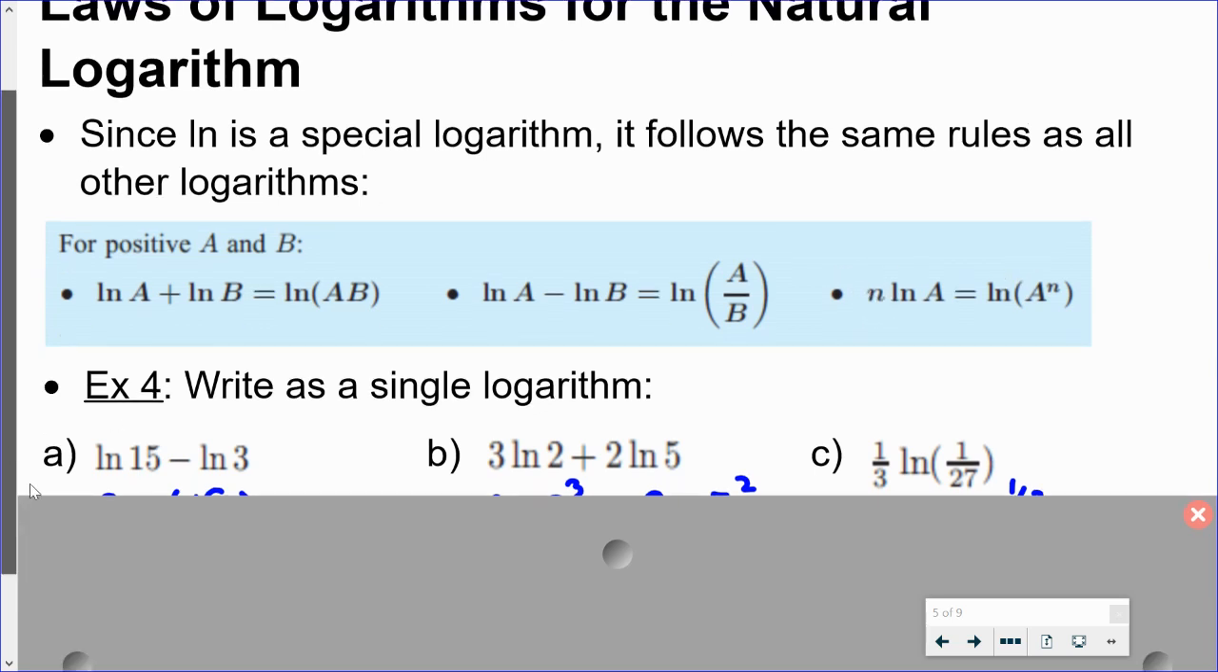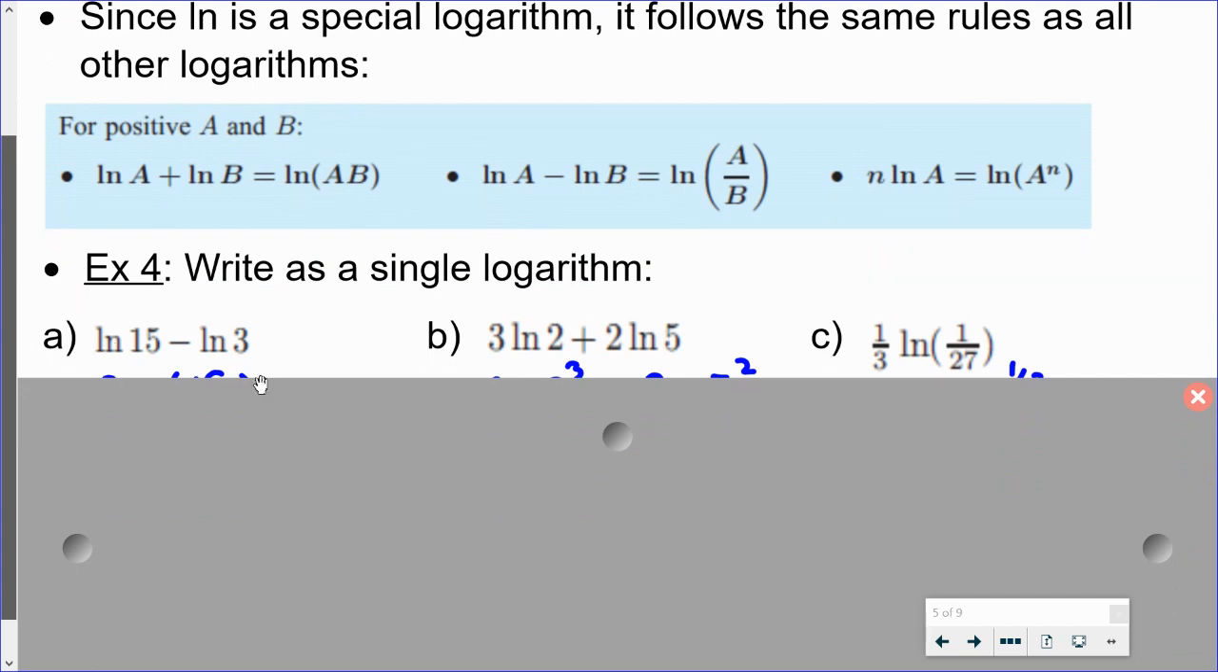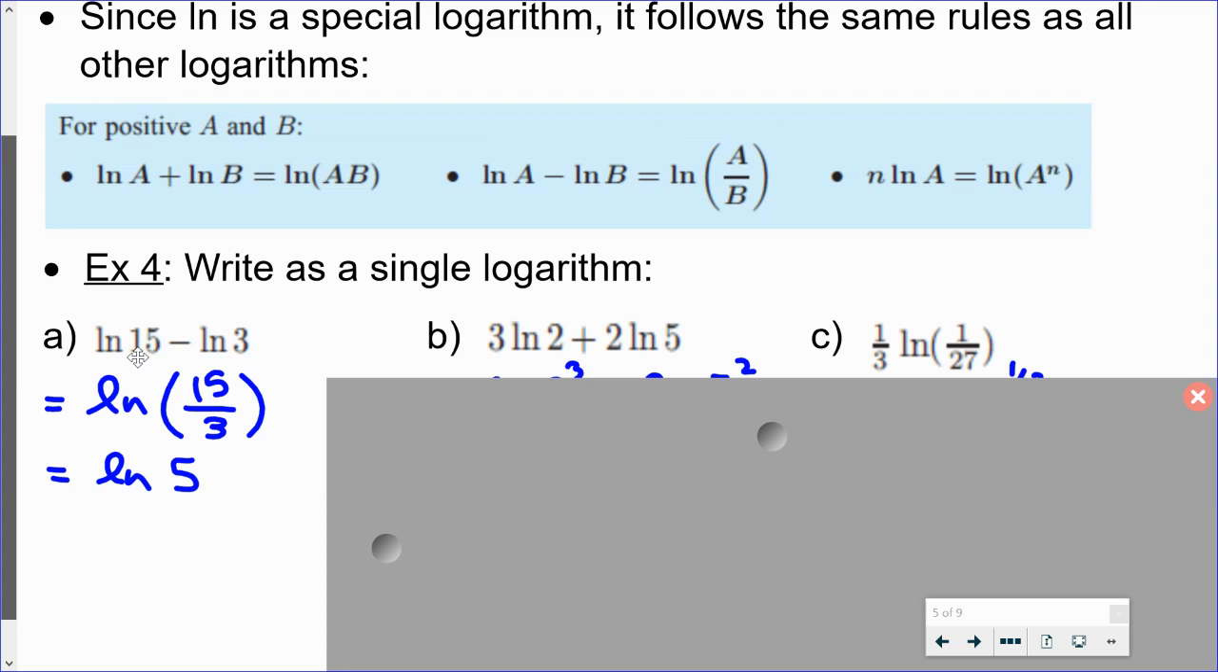So for example, if I want to write ln 15 minus ln 3 as a single logarithm, I could just keep the ln and divide the two values, sorry, and get ln 5.